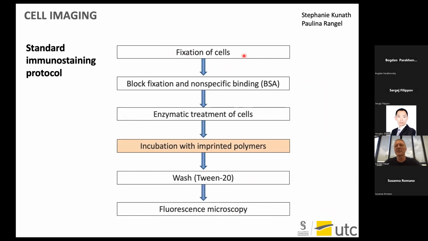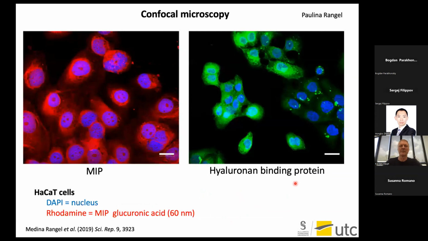We fix the cells. It also actually works with live cells. We block non-specific sites. We do maybe some enzymatic treatment, and then we incubate with our synthetic antibody and look under the fluorescent microscope. And here is the image that we get. As you can see, we have a very good resolution of the surface of the cells. Because of the small particle size, we cannot see individual particles. We have a very nice staining of the glycans on the cell surface.